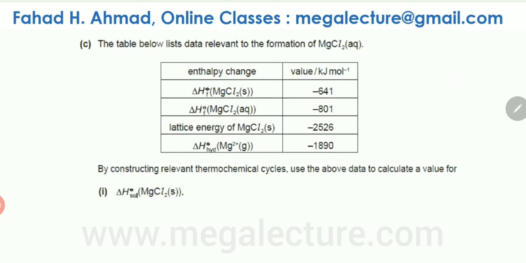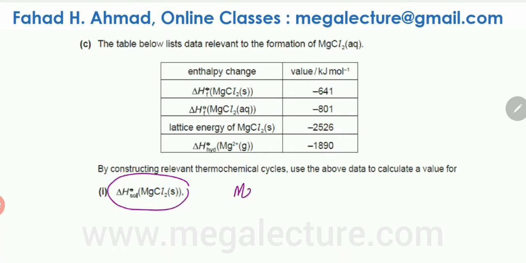Let's move to the next part of the question, which states that the table below lists data relevant to the formation of MgCl2. So there's a table given with lots of information. There's enthalpy of formation of MgCl2 solid, that's given. Enthalpy of formation of MgCl2 aqueous, that is provided. The lattice energy of MgCl2 is given, and the enthalpy change of hydration is also provided. Now, by constructing relevant thermochemical cycles, use the above data to calculate the value for the enthalpy change of solution of MgCl2 solid. So, enthalpy of solution.